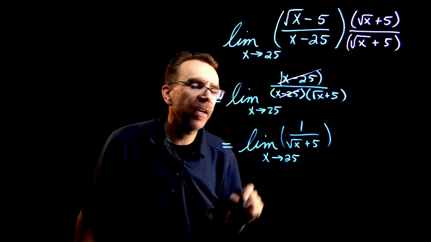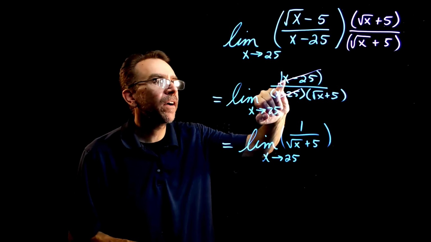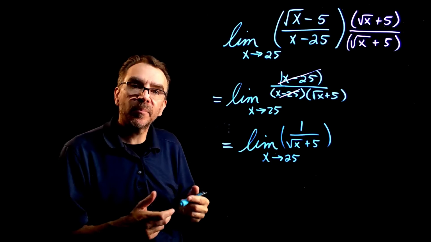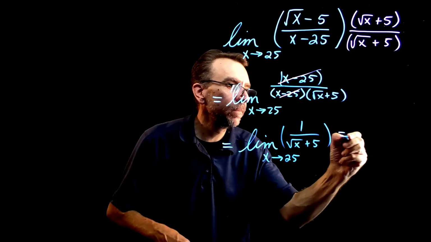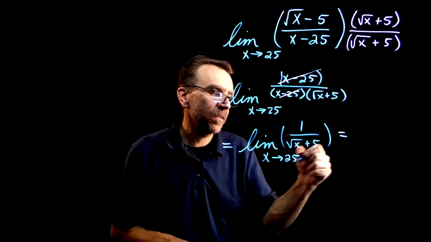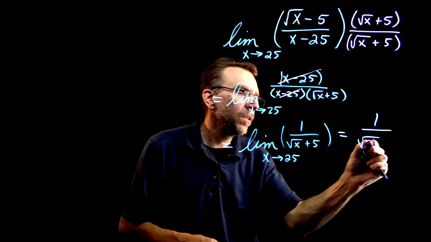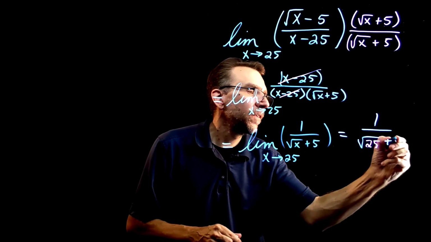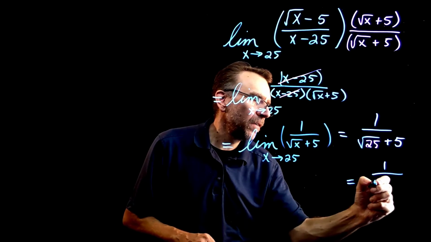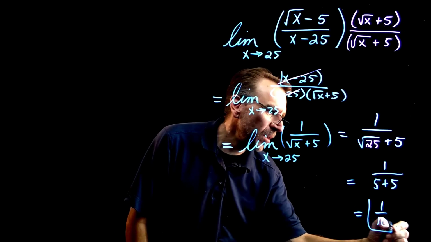All right? Now the factor that produced the indeterminate form is right here, right? When I plug in 25, I get 0 over 0. So that's gone now. So now at this point, I can apply direct substitution, right? And simply plug in the value to which I'm tending. All right, so in this case, x is 25. So we have 1 over the square root, substituting in 25, plus 5. We get 1 over 5 plus 5, which is 1/10. And that's going to be our limit.